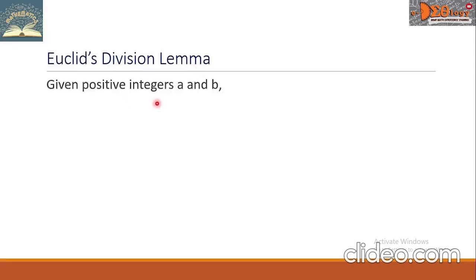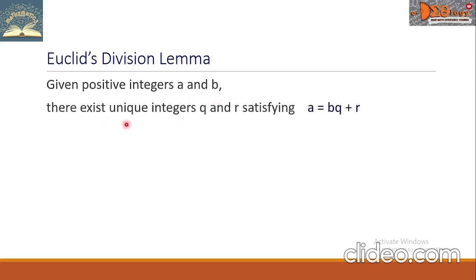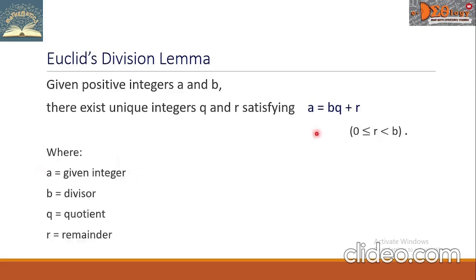Given positive integers a and b, there exist unique integers q and r satisfying a equals bq plus r, where r is greater than or equal to 0 but less than b. Here a is the given integer, b is the divisor, q is the quotient, and r is the remainder.